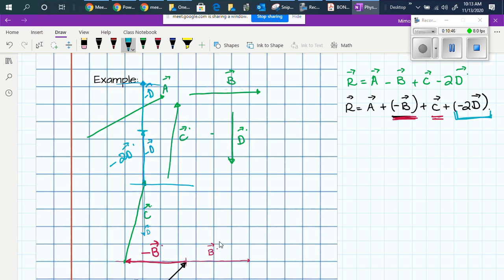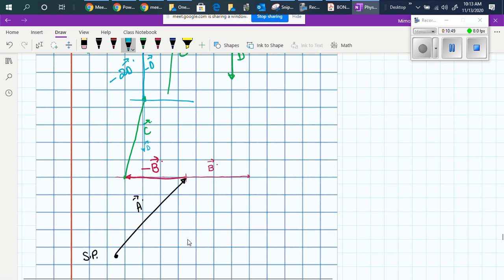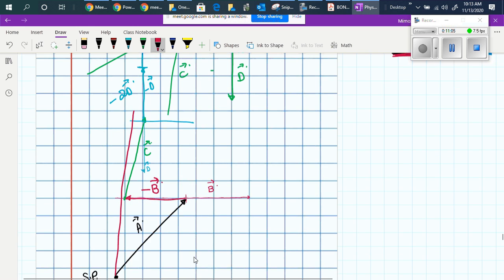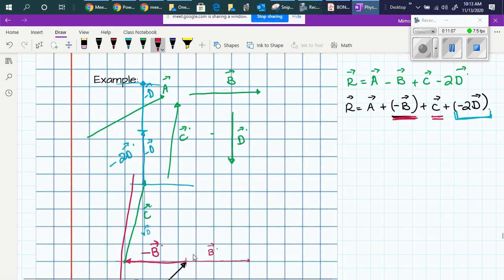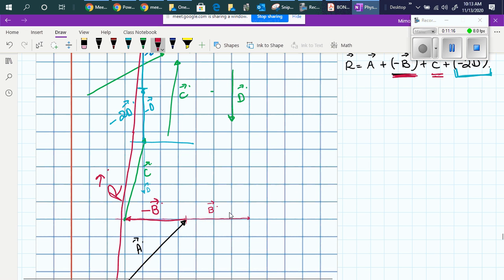And then closing the polygon from the starting point to the end point. So we'll draw a vector that starts at the starting point and ends at the end point of the resultant. So we'll have a vector that goes like this. This one here will be the resultant vector. Does it make sense?